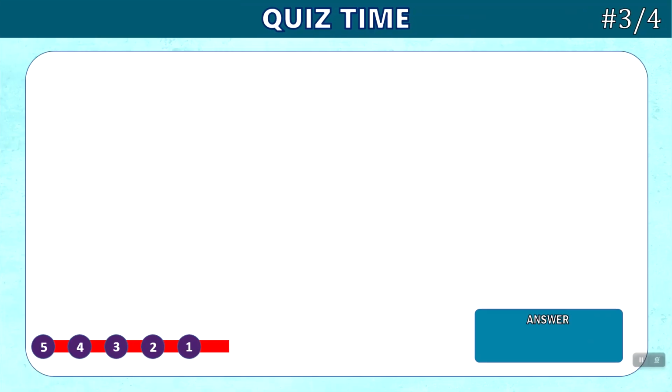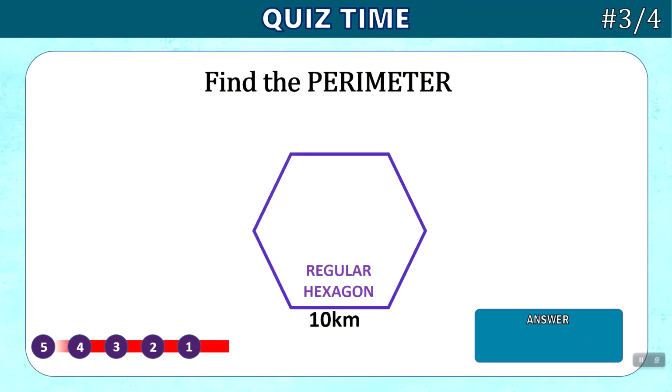Number 3, find the perimeter. Time's up. The answer is 60 kilometers. How did we get that? A regular hexagon has 6 sides and they are all the same length. So every side is 10 kilometers.